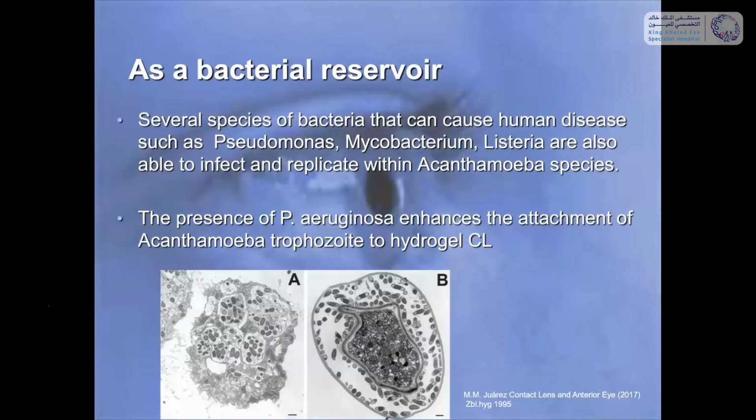As a bacterial reservoir, several species of bacteria that can cause human diseases, such as Pseudomonas, Mycobacterium, and Listeria, are also able to infect and replicate within the Acanthamoeba species. As you can see here, this is the cyst which is full of Pseudomonas. The presence of Pseudomonas inside the Acanthamoeba trophozoite helps the attachment of the trophozoite to the hydrogel contact lens.